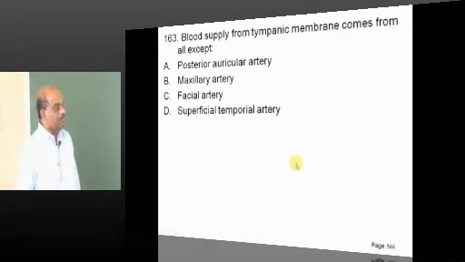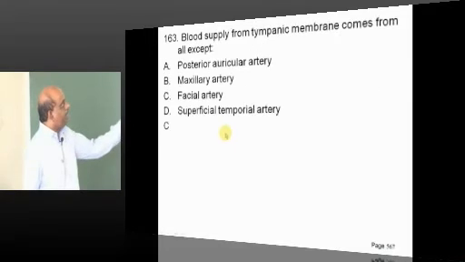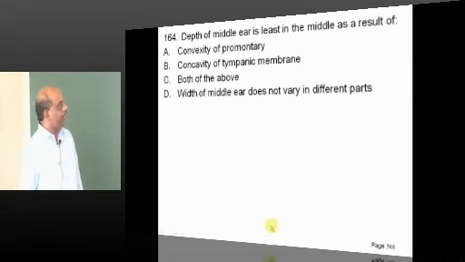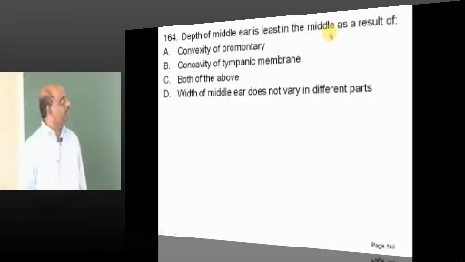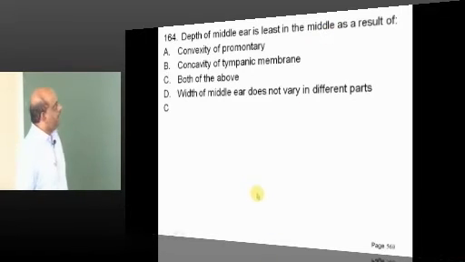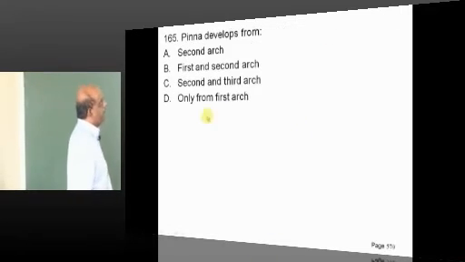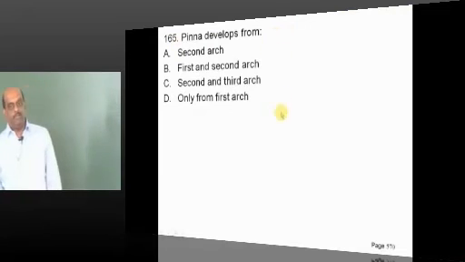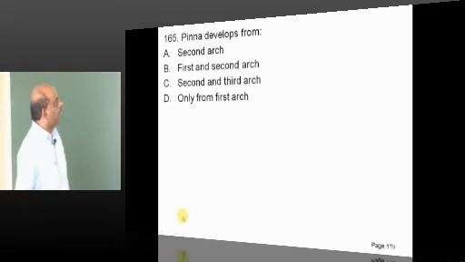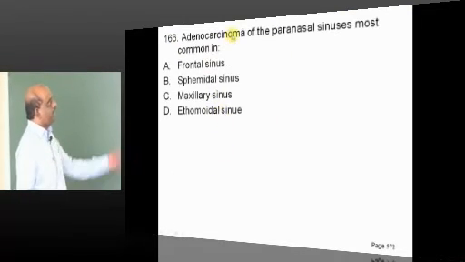Tympanic membrane blood supply is a very important issue. What is except? Facial artery. So you have maxillary artery, everything contributing. Depth of middle ear is least in the middle because of both the factors, convexity of promontory and concavity of tympanic membrane. Pinna basically develops from first and second arch.